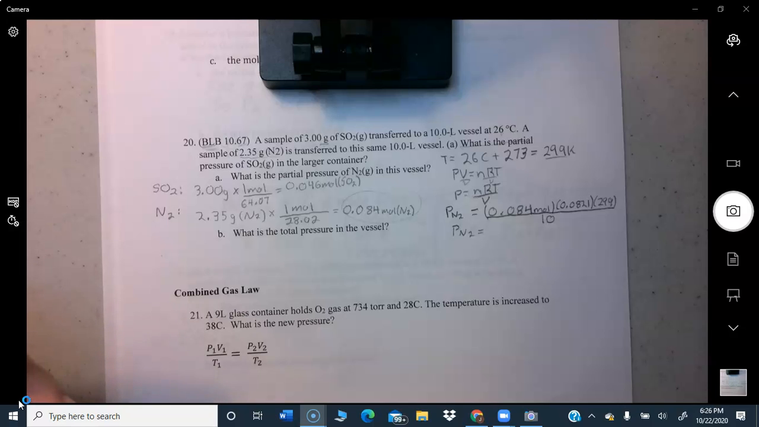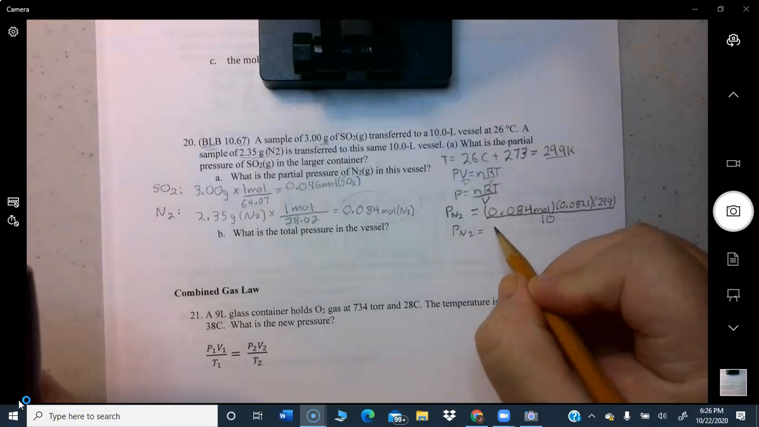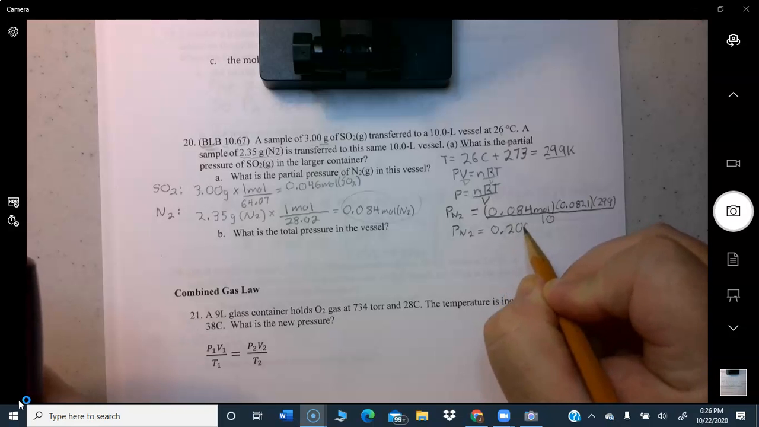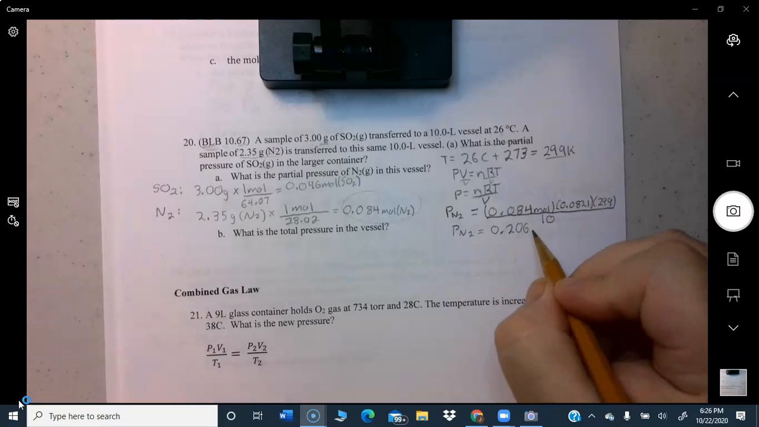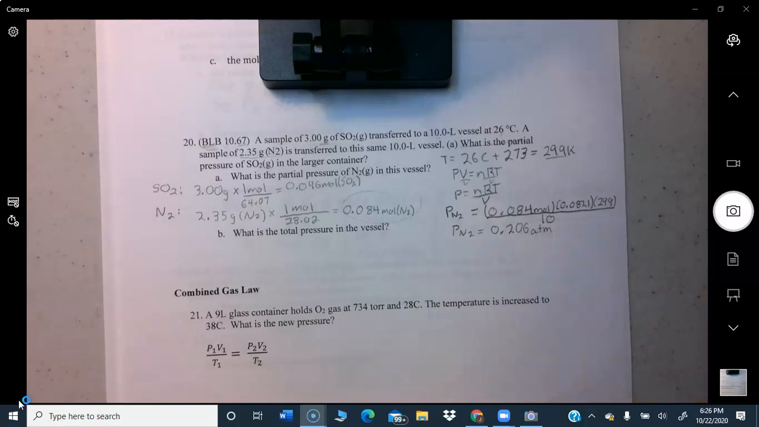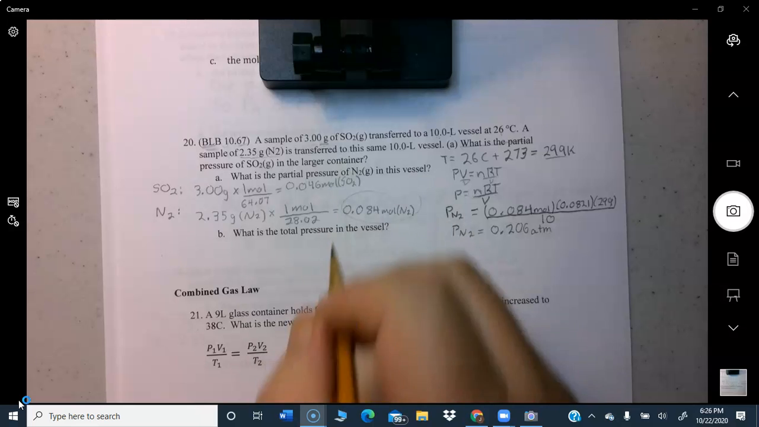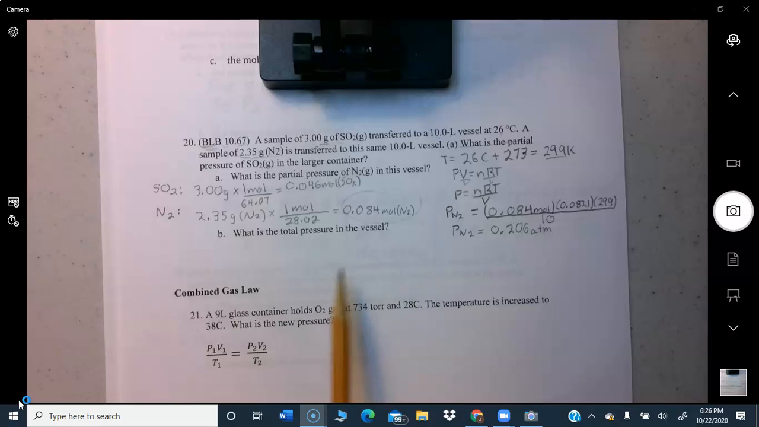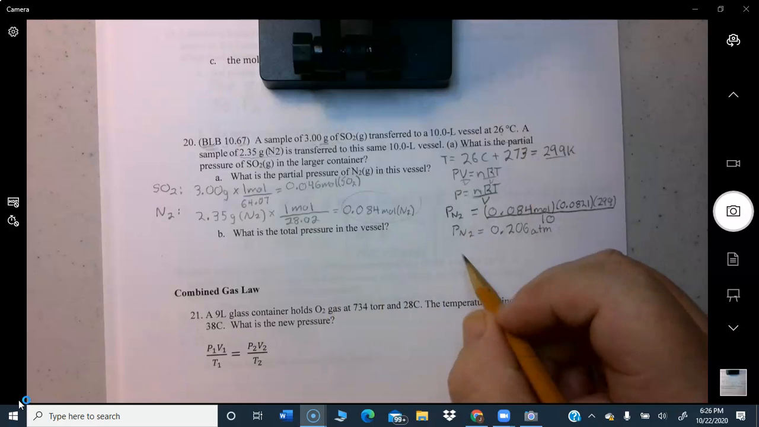So 0.084, and that gives us a pressure of 0.206. I can see I'm limited to 3 sig figs, so I'm going to put that there. All right. Now they want to know the total pressure. Well, in order to get the total pressure, you're going to have to figure out the pressure of the SO2. There's no other way to get there. So let's go ahead and do that.